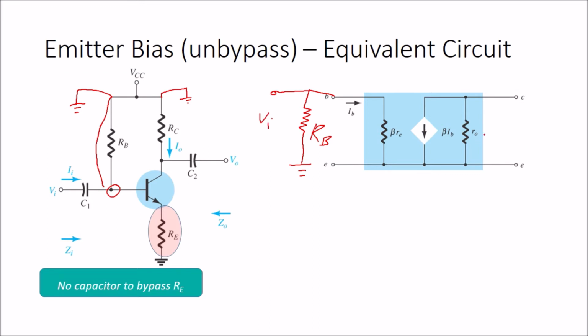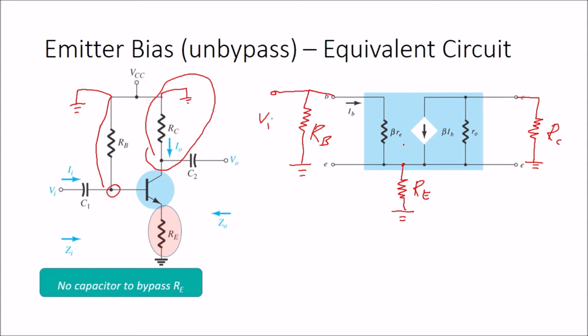And then for the output side, the C terminal we connect to RC and then go straight to the ground. This one is represented here, from the C terminal to the RC and then to the ground. But the E terminal is different from the previous configuration, where the E terminal will connect to the RE and then from the RE connect to the ground. Meaning that the input and output side share the same resistor here, which is RE.